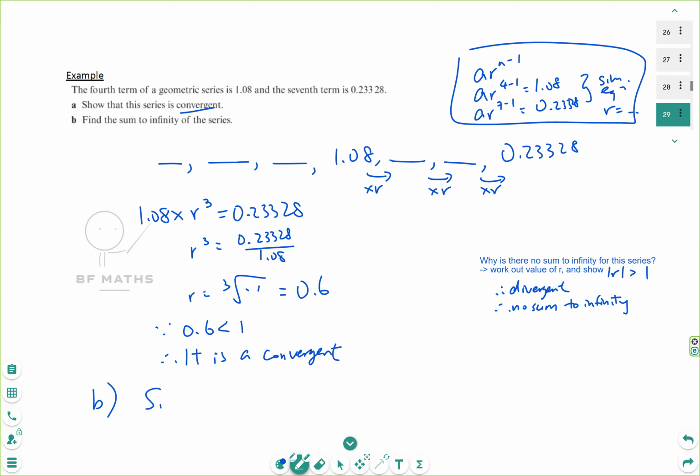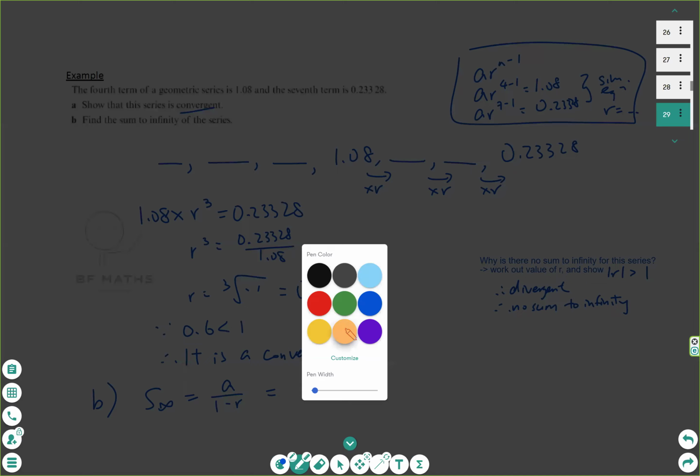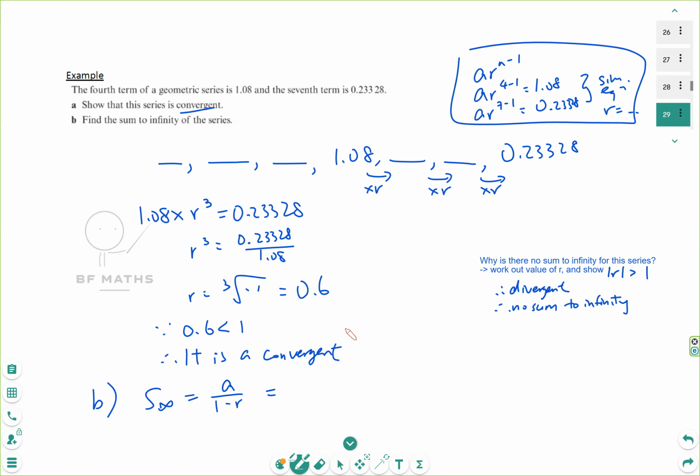Well, simple. So S infinity is nothing more than just an easy, simple formula, which is A over 1 minus R. So we have to work out A. I guess that's the annoying part. To work out A, I guess you can work backwards. So divide by R, divide by R, divide by R.